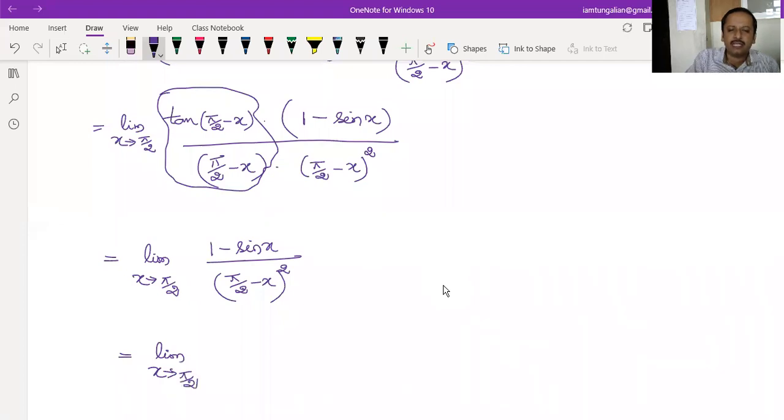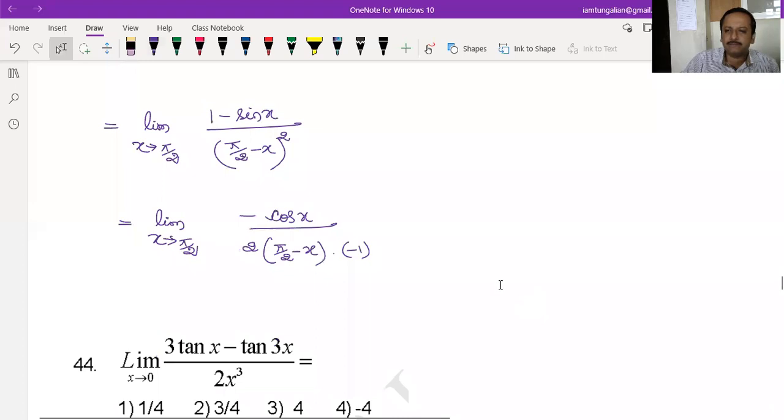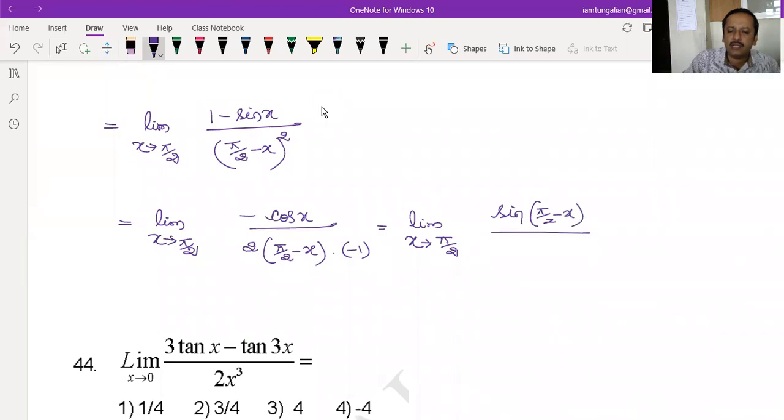Derivative of 1 minus sin x is minus cos x, divided by 2 into (pi by 2 minus x) into minus 1. Okay, minus gets cancelled. This is equal to limit x tends to pi by 2. Cos x is there now. I can write that as sin(pi by 2 minus x) divided by 2 into (pi by 2 minus x). So this minus we have cancelled, and I have written cos x as sin(pi by 2 minus x).